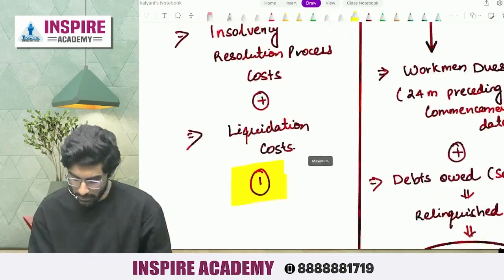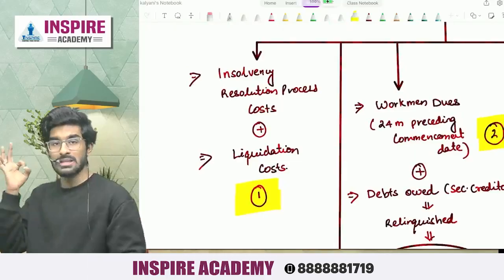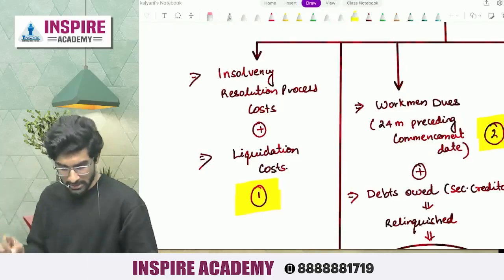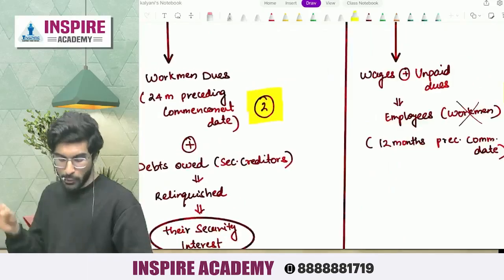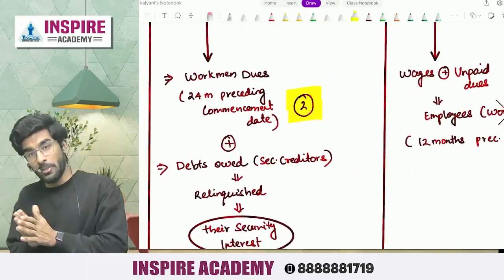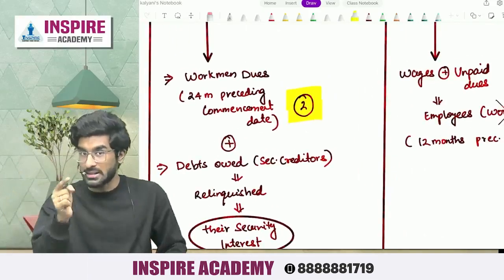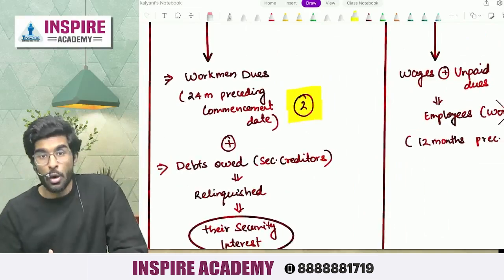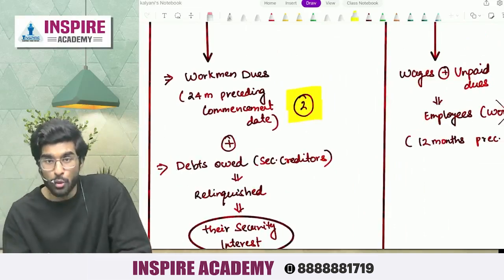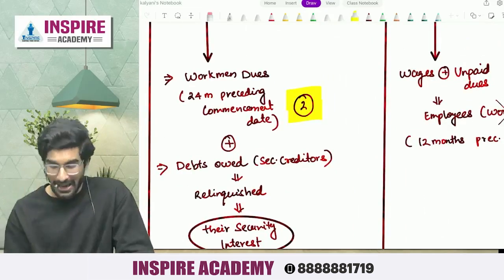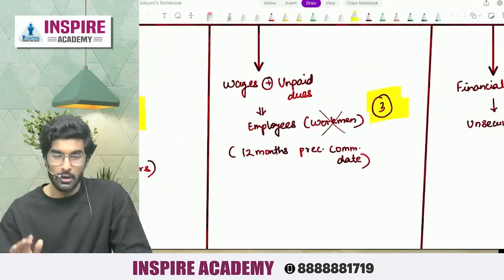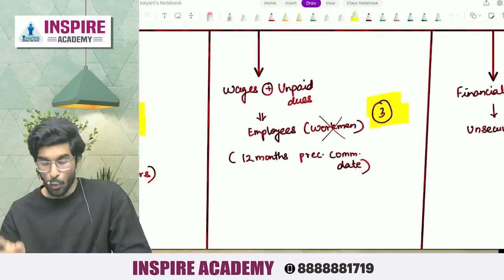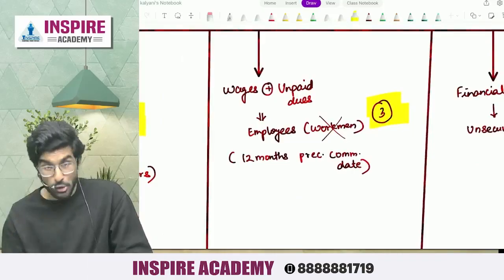Chalo. Now let's come to distribution of assets. Number one, priority should be given to whom? Insolvency resolution process cost plus liquidation cost. So number two, priority should be given to workman dues past 24 months plus those secured creditors who have relinquished, who have given away their right to enforce their security interest.